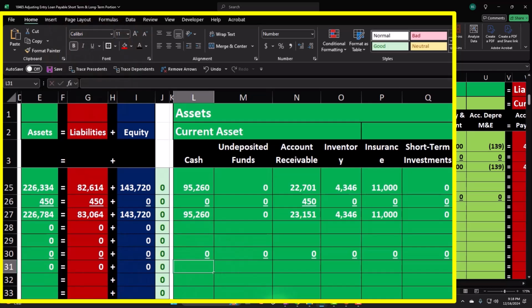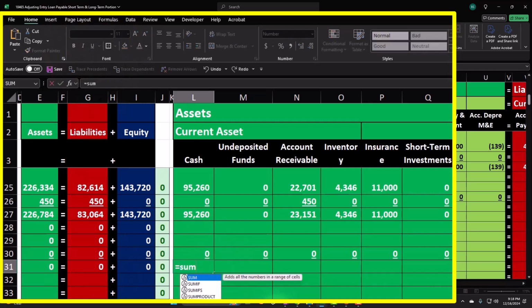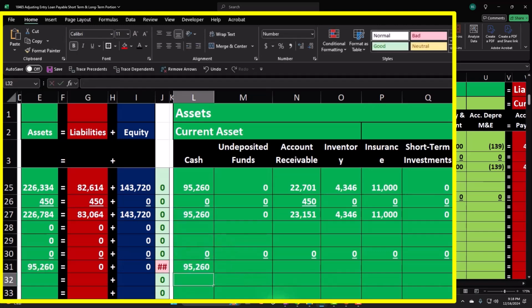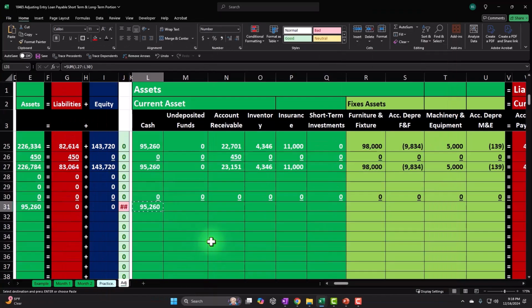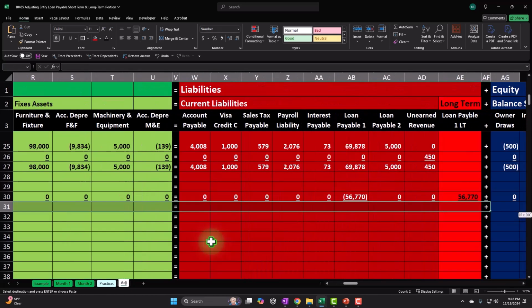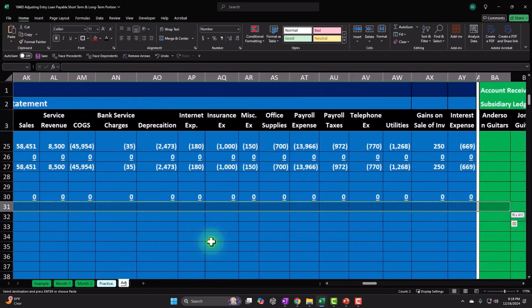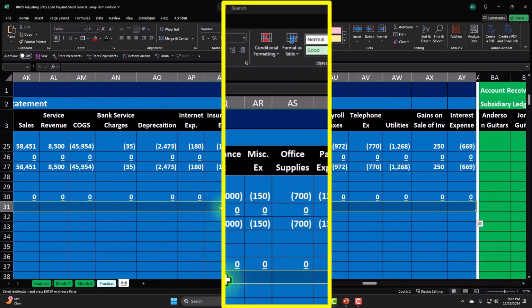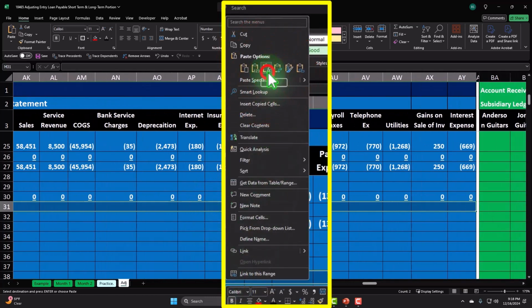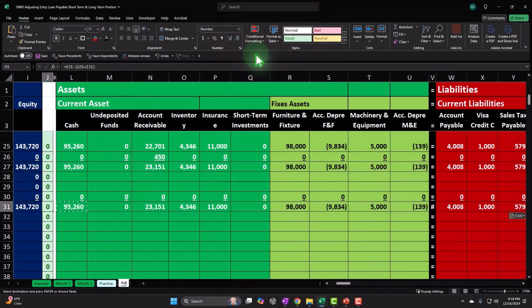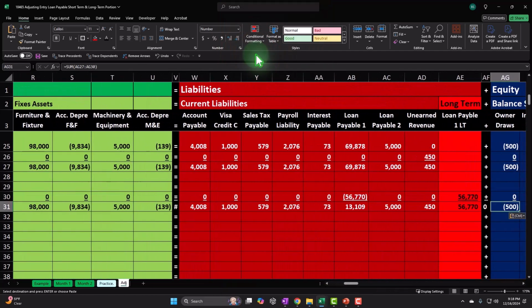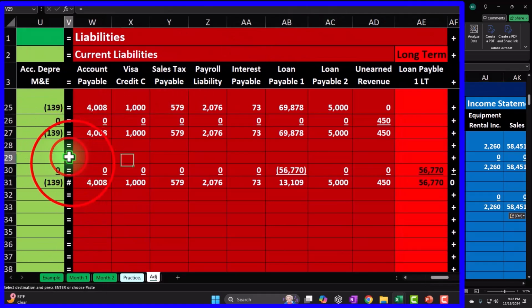And then we'll sum this up, equals the SUM of the prior balance and current activity. And we'll copy that, Control C, copy that. Holding down Shift, go to the right, and then we'll paste this formulas only. And let's do some formatting. Drag this down for formatting's sake. Drag this down for formatting's sake.